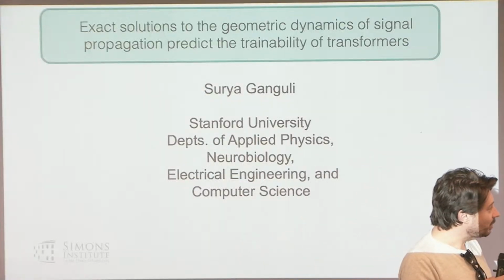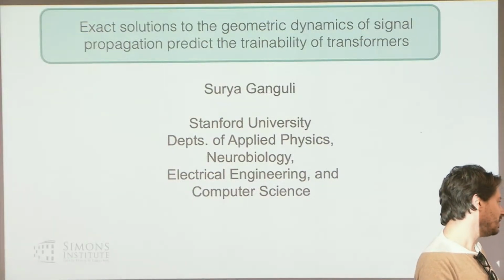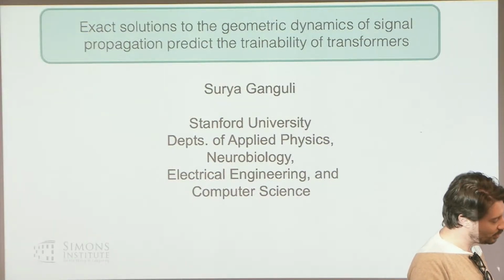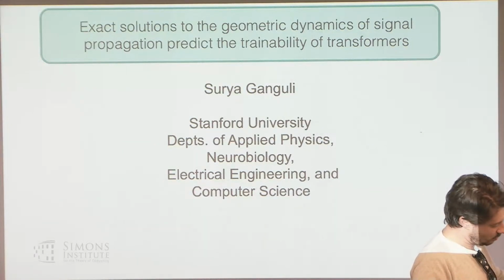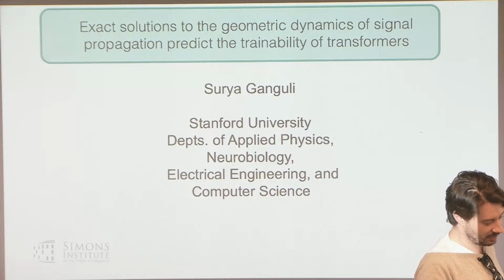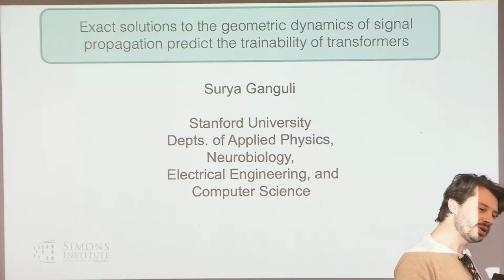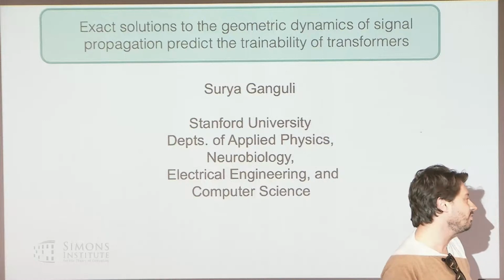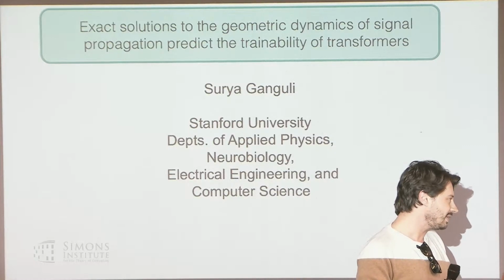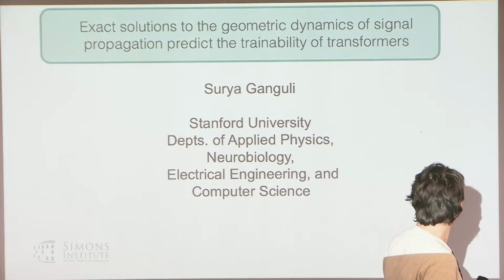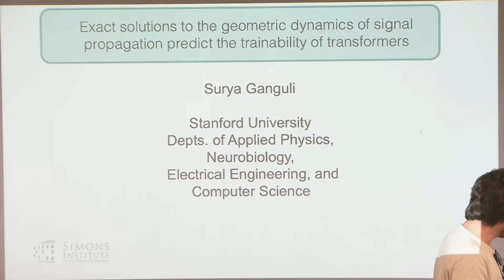So for the last speaker of the morning session, we're very happy to have Surya Ganguli from Stanford. He sits in this exciting intersection between neuroscience, applied physics, computer science, and he's worked on a whole lot of questions around getting better controlled scientific understanding of various types of phenomena in deep learning, anywhere from things like scaling laws, training dynamics, and so on and so forth. And today he'll tell us about how to predict the trainability of transformers. Surya, please take it away.